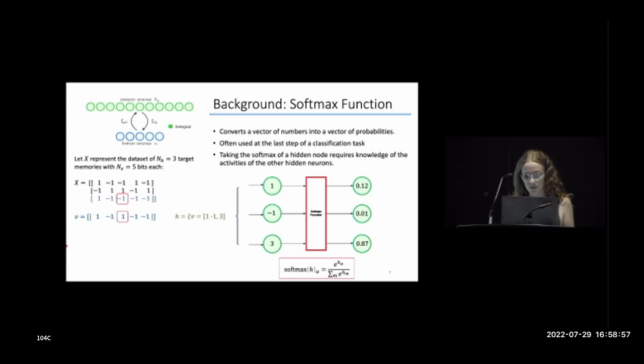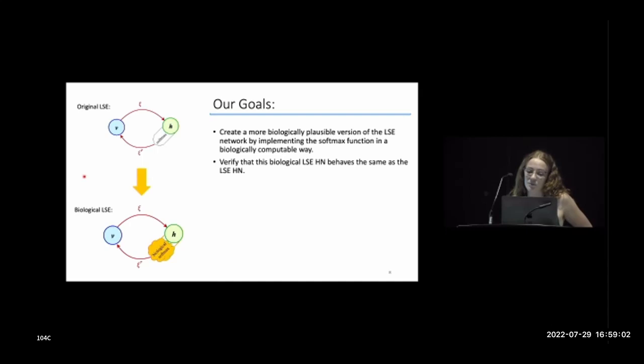So our goal is to create a more biologically plausible version of the LSE network by implementing the softmax function in a more biologically realistic way. And then, of course, we want to verify that our biological LSE works the same as the original. So before I get into how we did this, I'll just show you how the original behaves so we know what to expect out of our biological version.